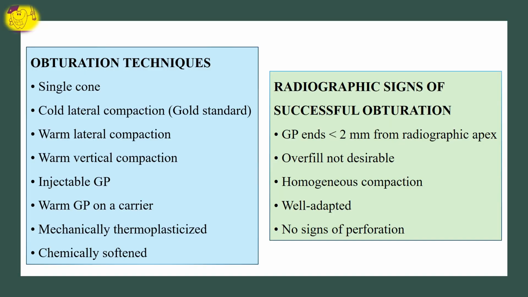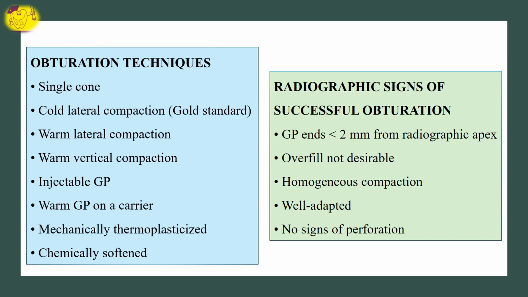Now that we know all about the ideal properties of medicament, sealer, and gutta percha, let's see about the obturation techniques. There are several techniques, of which the gold standard is the cold lateral compaction. Apart from this, we have single cone, warm lateral compaction, warm vertical compaction, injectable gutta percha, warm GP on a carrier, mechanically thermoplasticized, and chemically softened.